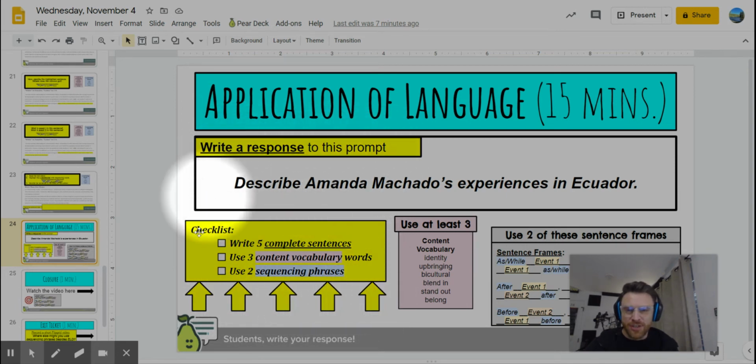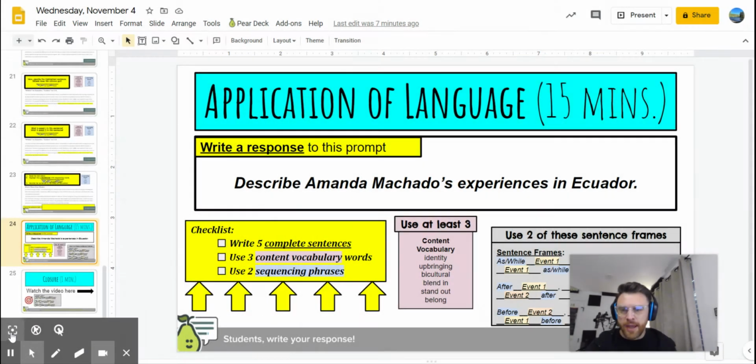They're starting to finally get used to instructions always being in yellow, because I think sometimes they would look at the slide and sort of be overwhelmed and not know what they were supposed to do. But now they've gotten used to the instructions are always in yellow. All the important information is in yellow. And so they do it that way.